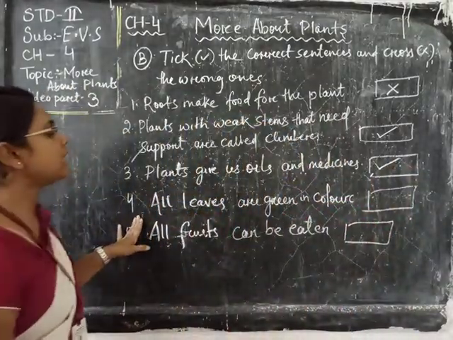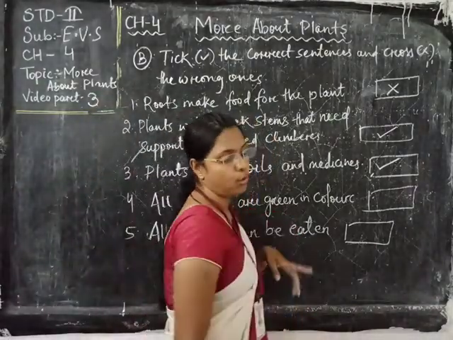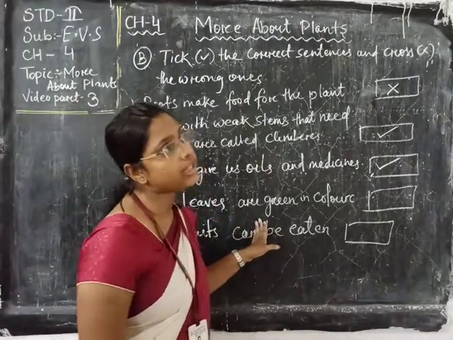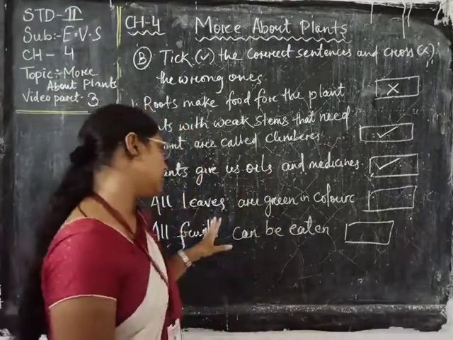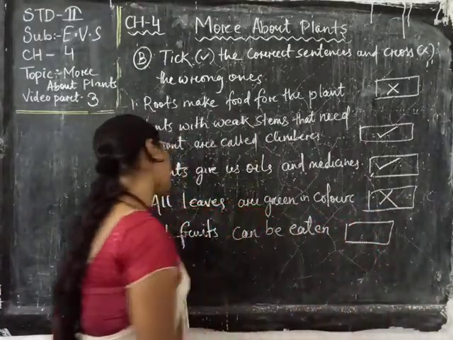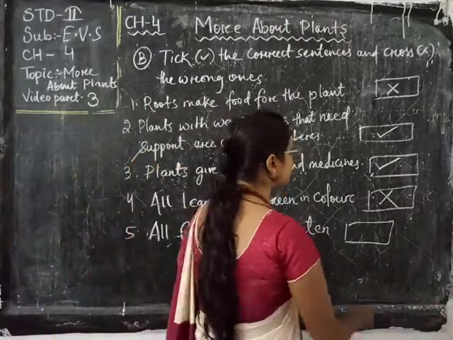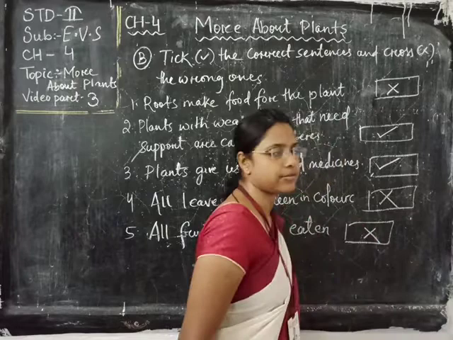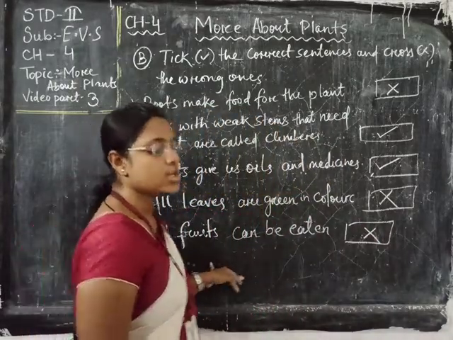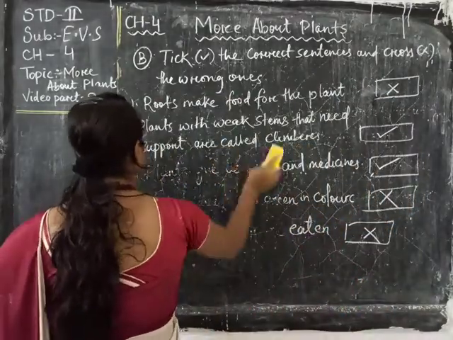Next, all leaves are green in color. No. All the leaves are not green in color. I have told you before that most of the leaves are green in color. So it will be cross. All fruits can be eaten. Can you eat each and every fruit? No. Some fruits are eatable and some are not. So that will be cross. Next, let's move to another question.